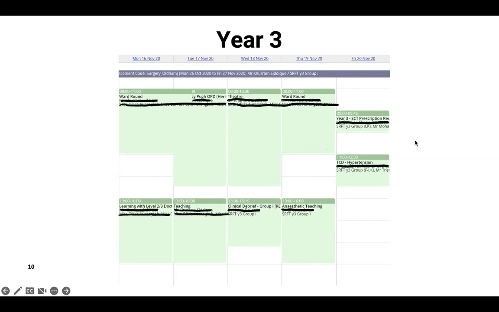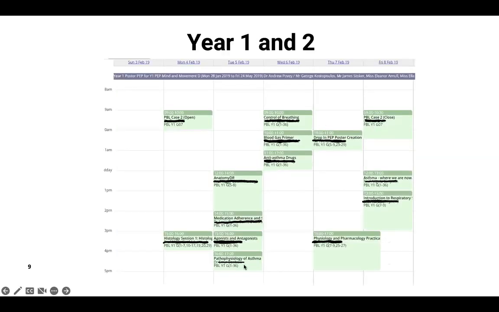Again, on Thursday, she is on another ward round, and then she's got anaesthetic teaching in the afternoon. So teaching about different types of anaesthesia and how we can keep people asleep while they're having surgery. And then she has a prescription revision course. So that's just learning about how to prescribe drugs. And then in the afternoon, some sort of teaching session on hypertension, which is basically high blood pressure. So that's essentially the typical timetable in third year. So you can see in third year, compared to first and second year, you don't really have any specific lectures.